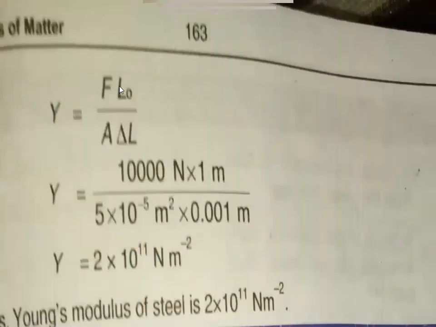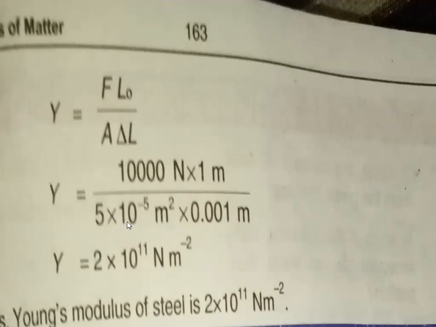So capital Y is equal to F L naught divided by A delta L. F is 10,000, L naught is 1 meter, A is 5 into 10 power minus 5, and delta L is 0.001. If you calculate this with the help of a calculator, you will find 2 into 10 power 11 Newton per meter square. The unit of Young's modulus is Newton per meter square, as I have already told you. So I have calculated Young's modulus, which is 2 into 10 power 11 Newton per meter square.